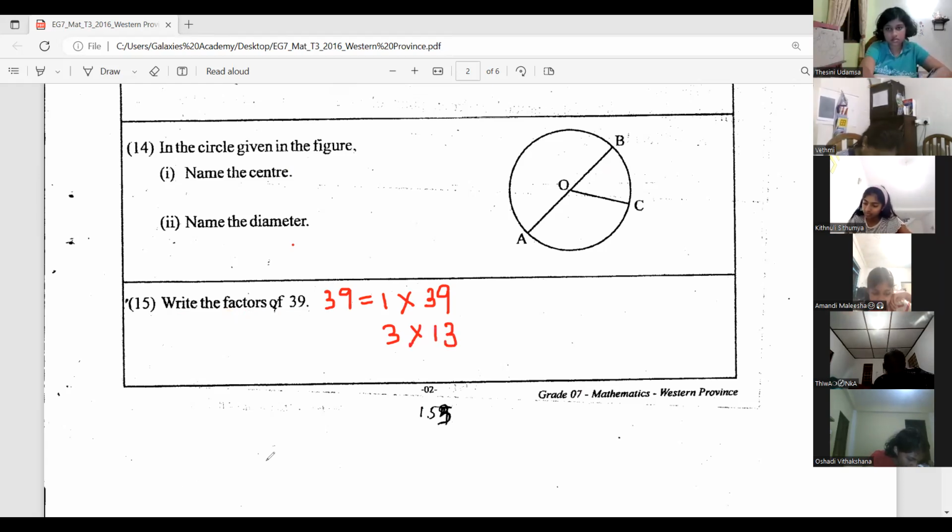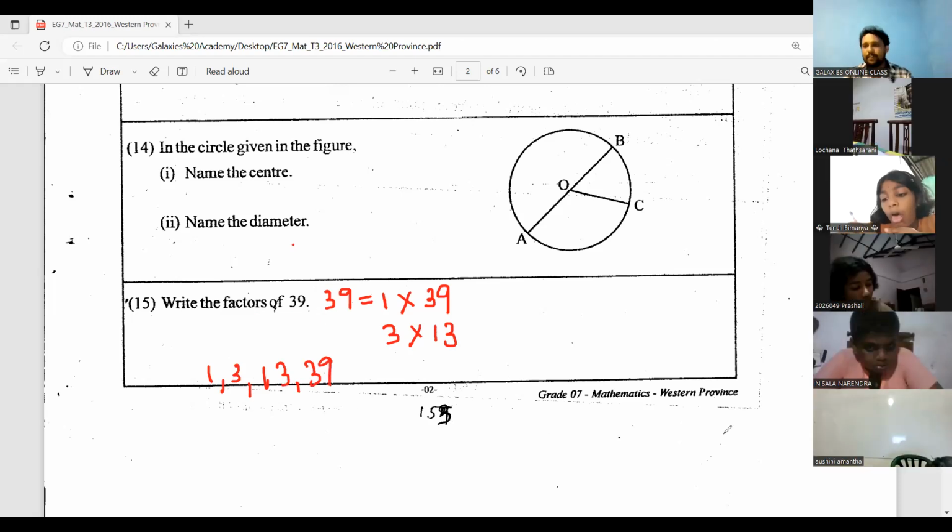13. Then how can you write 39 again? 4 times can't, 5 times can't, 6 times also we can't write. 7, 8, 9, 10, 11, 12 times also we can't write. Then again you can write 13 times 3. Also repeated value, no? Now you can stop the writing method. So what are the factors? All factors: 1, 3, 13, 39. How many factors? There are 4 factors of 39.